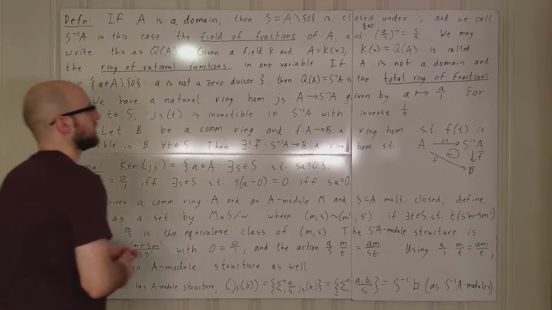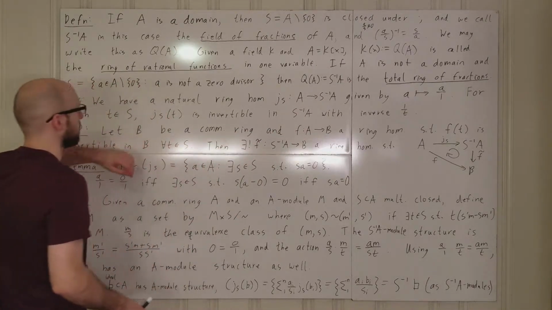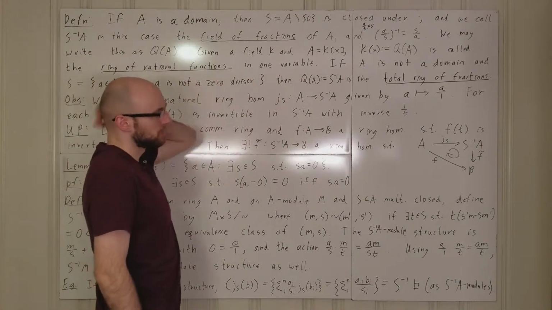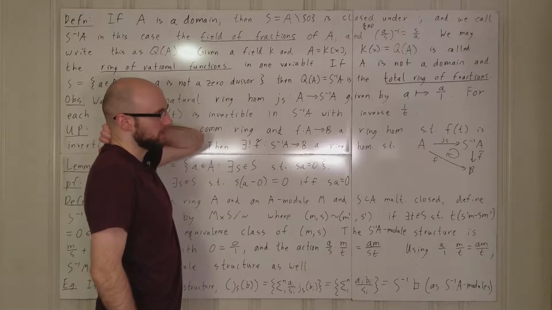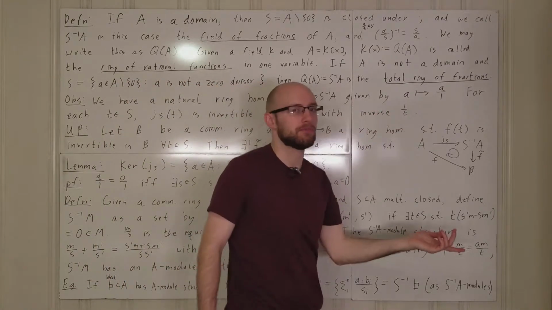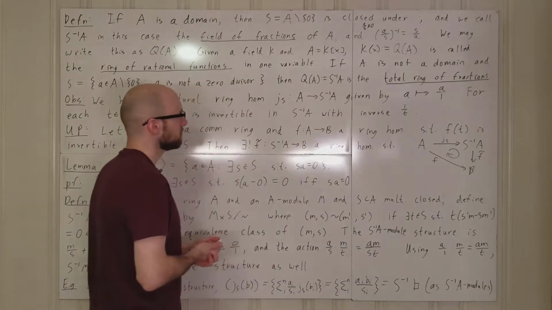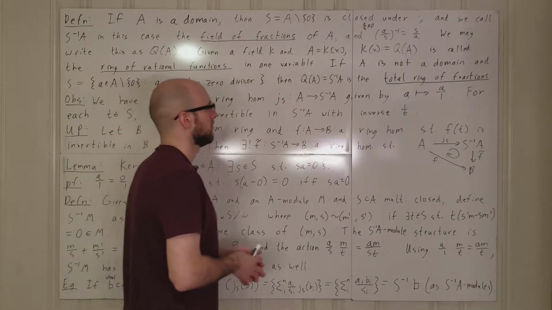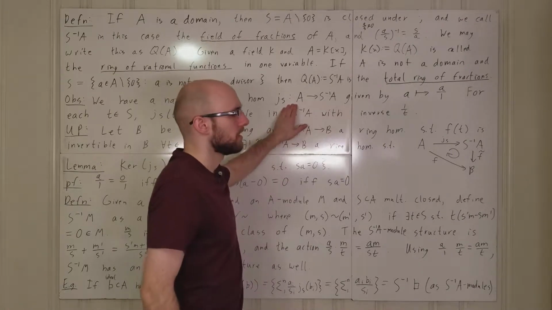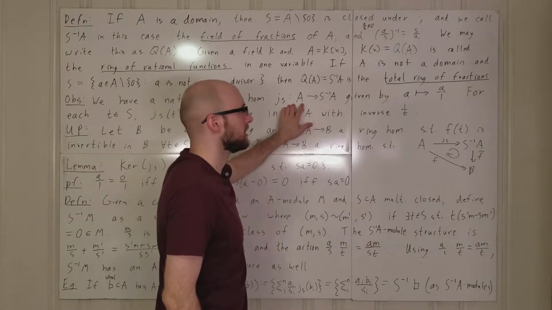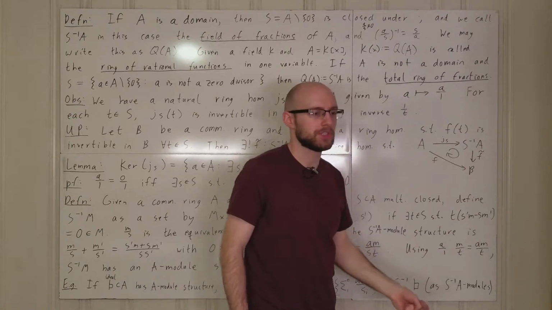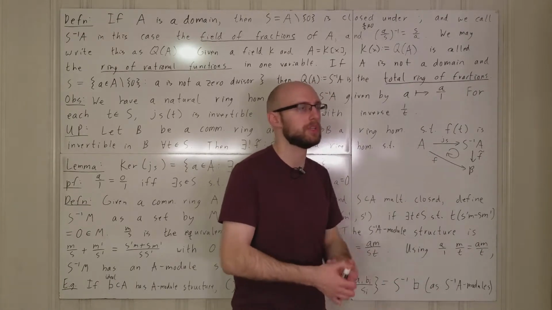Note that for any S inverse A, we have a ring homomorphism. We'll call it J sub S, and you just take A and map it to A over 1. Obviously, this is a ring homomorphism because, well, where does it send A times B? It'll send A times B to A times B over 1, which is the same as A over 1 times B over 1.